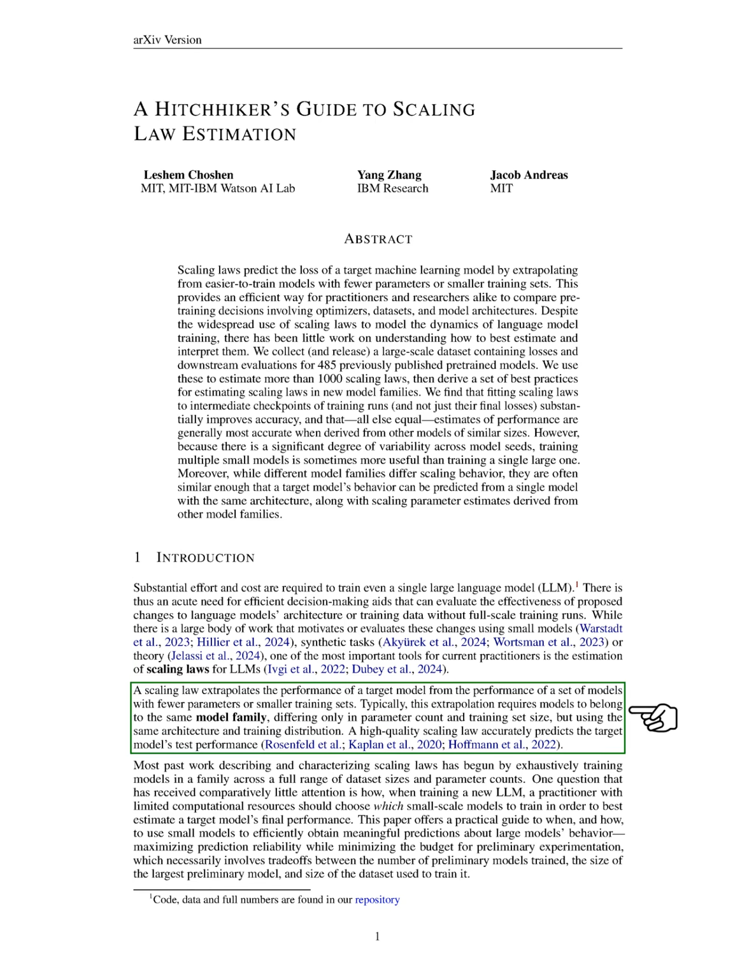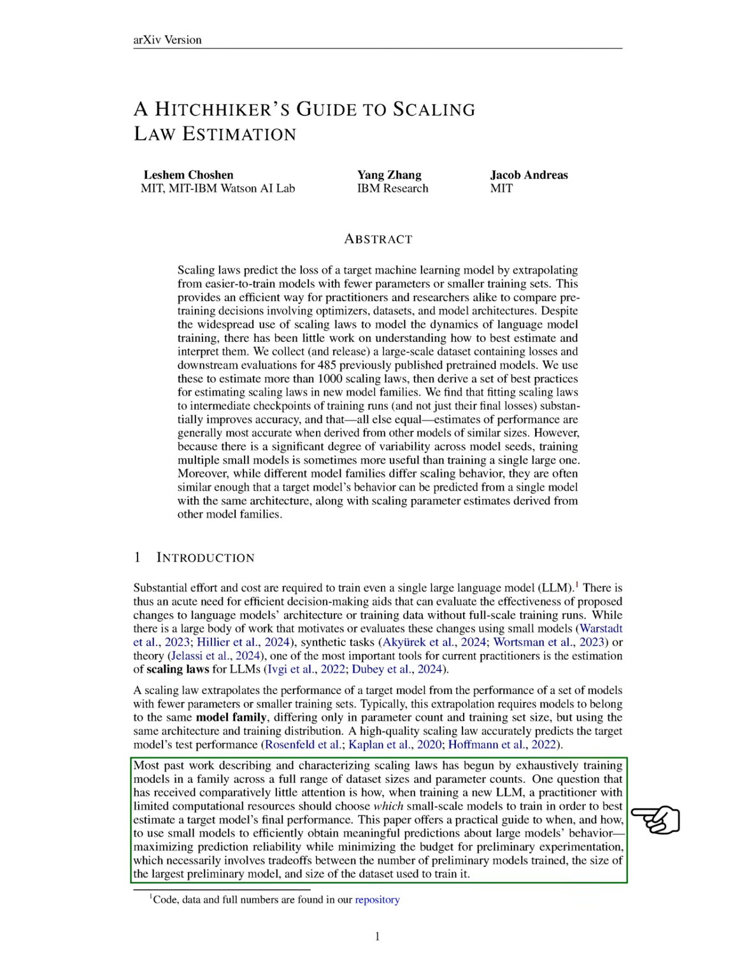A scaling law allows us to predict the performance of a larger model based on the performance of smaller models that share the same architecture but differ in size and training data. Typically, to create a reliable scaling law, we need to train models within the same family, varying only in their parameter count and dataset size. Most previous studies have trained a wide range of models exhaustively to establish these laws.